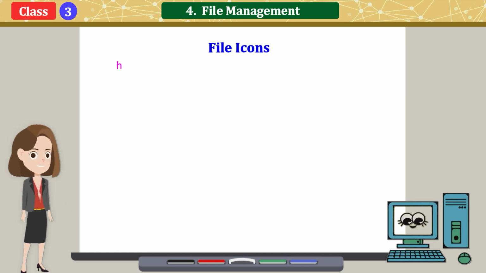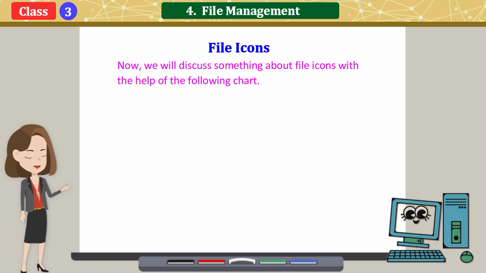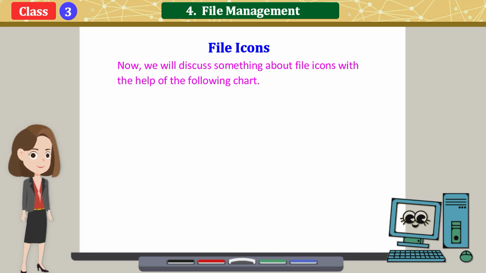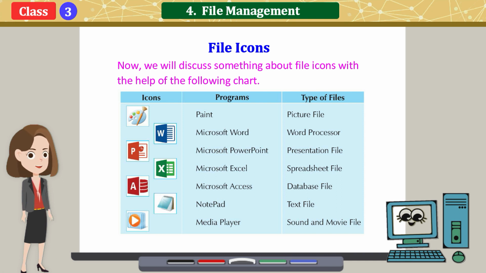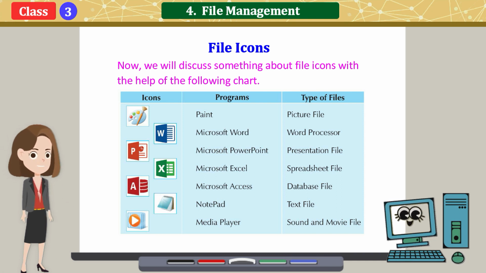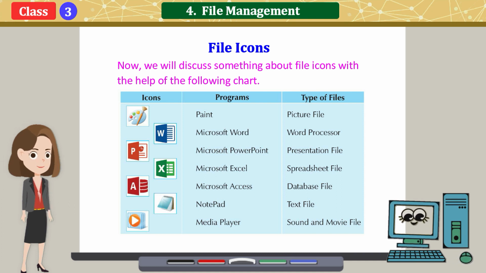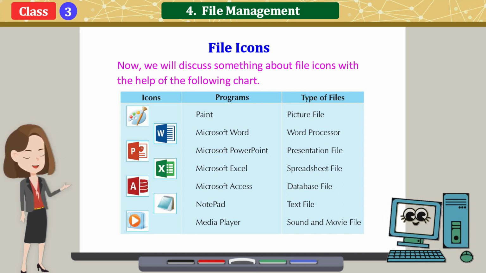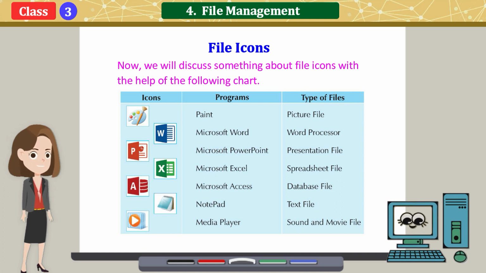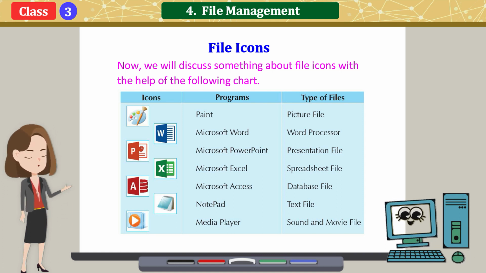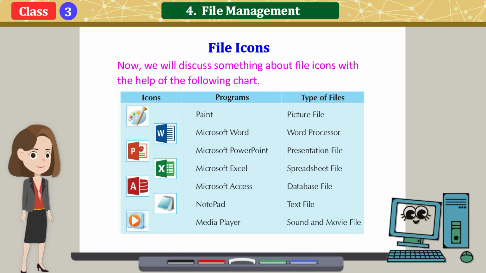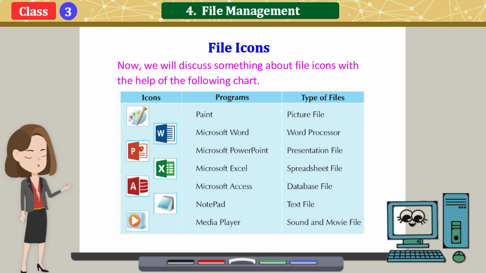File icons. Now, we will discuss something about file icons with the help of the following chart. Icons, programs, type of files. Paint, picture file. Microsoft Word, word processor. Microsoft PowerPoint, presentation file. Microsoft Excel, spreadsheet file. Microsoft Access. Notepad, text file. Media Player.